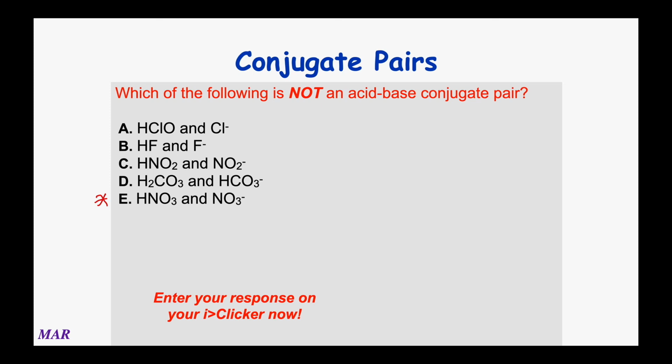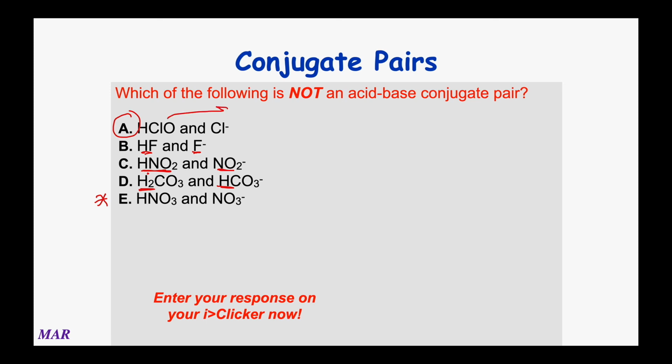You can see that most of these are conjugate pairs. This one has 2 hydrogens and this one has 1. That's carbonic acid on the left and hydrogen carbonate on the right. HNO2, nitrous acid, and the nitrite ion, that's another conjugate pair. Hydrofluoric acid, fluoride, etc. However, A up there, HClO and Cl minus.